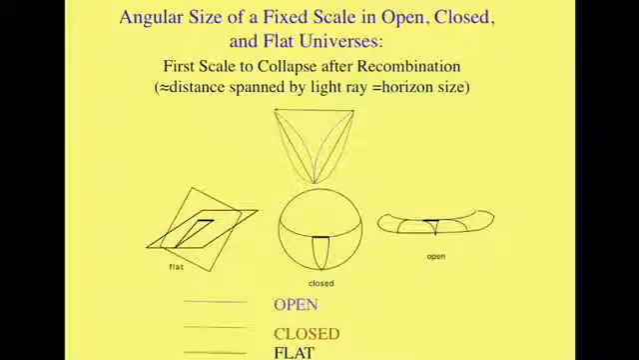In an open universe, light rays diverge as you go back in time, and the whole thing might be ½ a degree. The ruler will look smaller. In a closed universe, light rays converge as you go back in time. The ruler will look bigger. So we just have to look at that microwave surface, try and measure the lumps, and see are they 1 degree, ½ a degree, or 2 degrees.